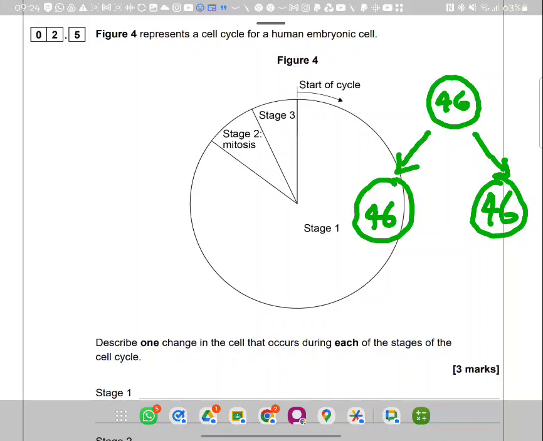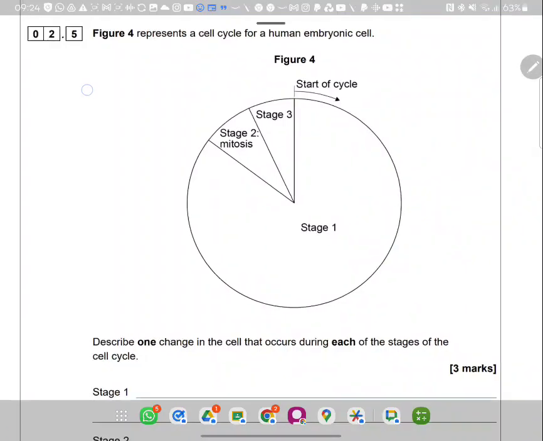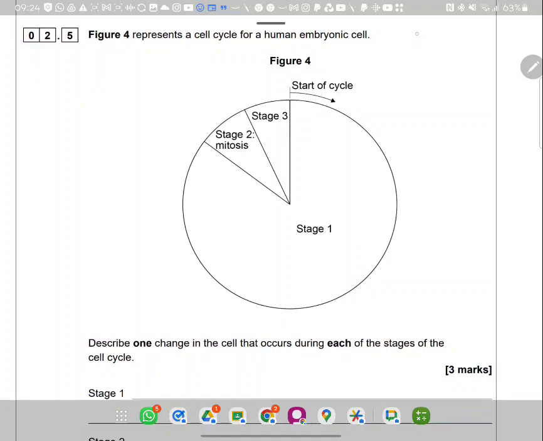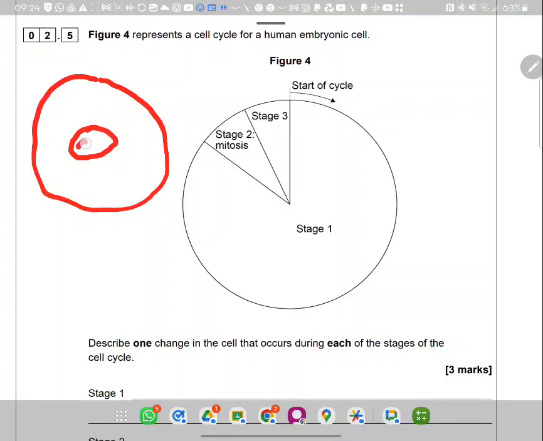Well, if we're going to make two cells, if we think about the actual cell we start off with, it's going to have a nucleus with the DNA in. It's going to have mitochondria, which are the site of aerobic respiration. It's going to have ribosomes, which are the site of protein synthesis. It's going to have a cell membrane, and it's also going to have cytoplasm, where chemical reactions happen.